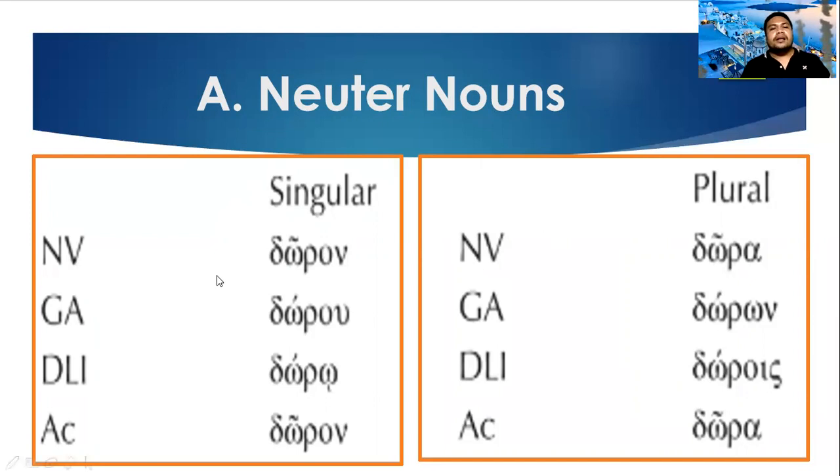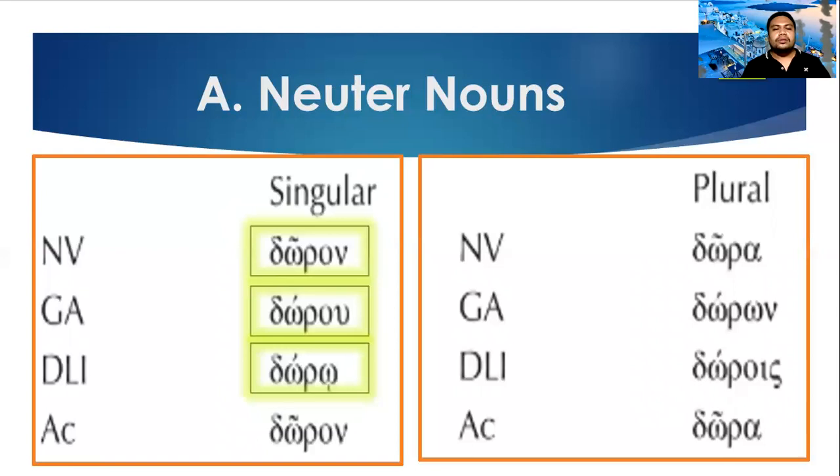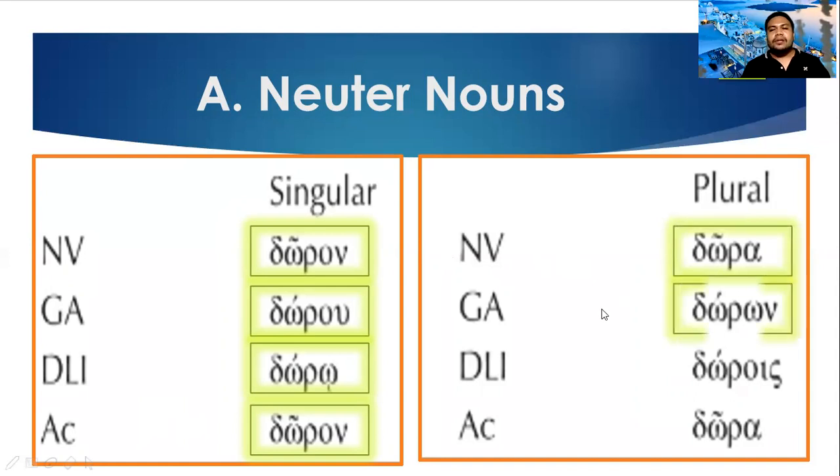So let's read the singular neuter noun doron. Altogether, doron, doro, doro, doron. So notice that the nominative, vocative, and the accusative are the same in the singular. For the plural, dora, doron, doris, dora. As you can see, the nominative, vocative, and accusative are still the same in form. So it's not that hard to recall.